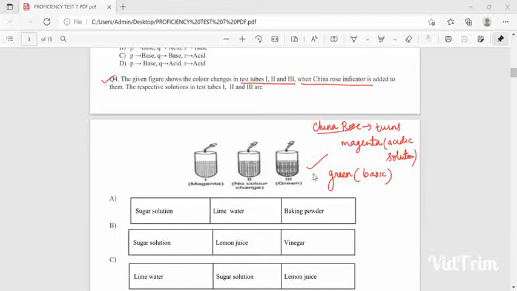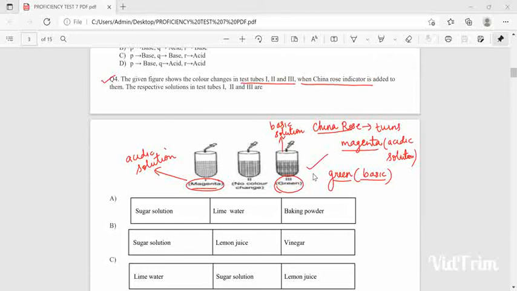In test tube 1, magenta color is observed. That means test tube 1 contains acidic solution. Similarly, it can be seen that in test tube 3, green color is observed, which means test tube 3 contains a basic solution. And in test tube 2, no color change is observed. That means test tube 2 contains neutral solution.